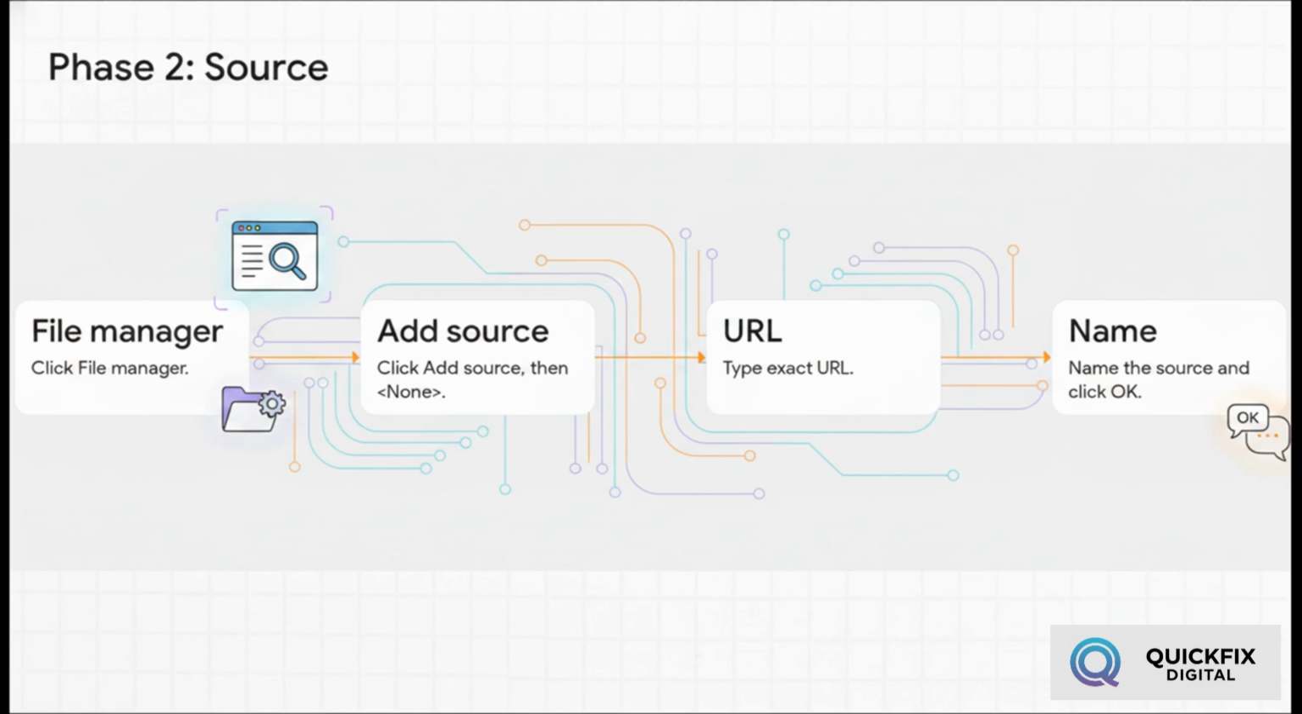For example, typing https://slyguy.xyz points Kodi straight to the SlyGuy hub. Give it a memorable name, like SlyGuy, click OK, and boom, Phase 2 is done.